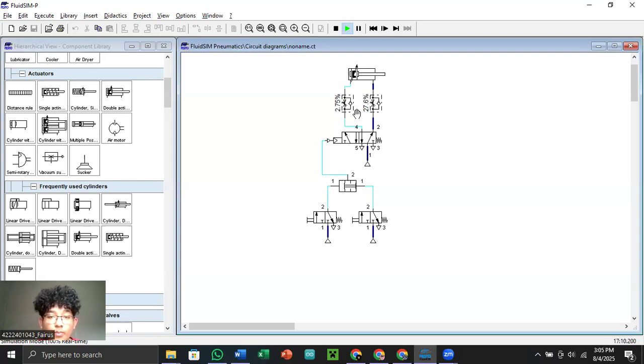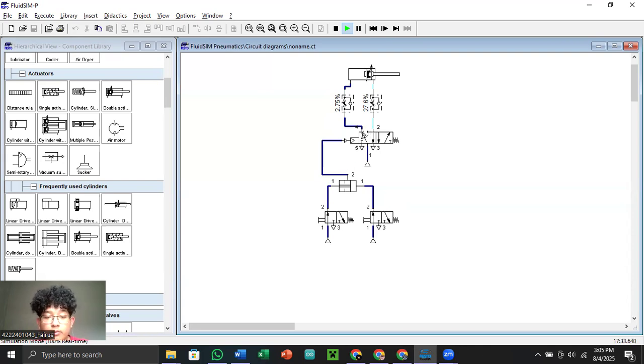In this case, I use the flow control at 2.75. So if I press the two buttons, the cylinder moves too slowly because I set the flow control at 2.75%.